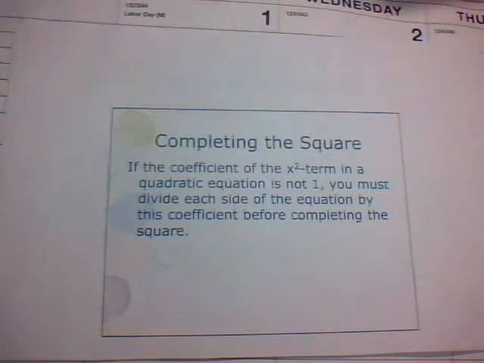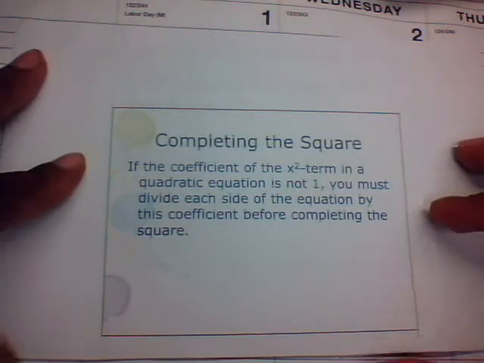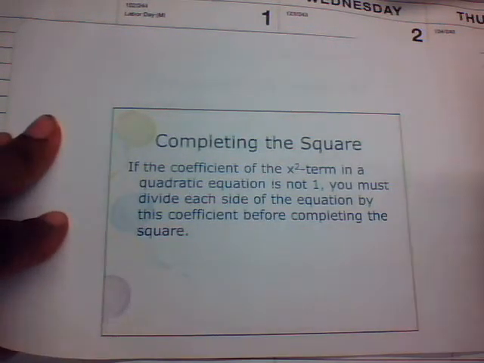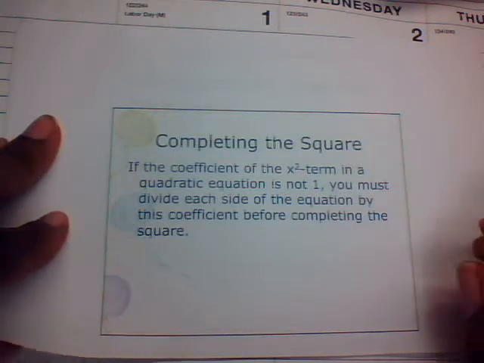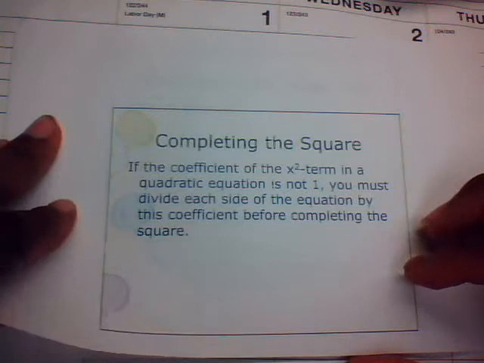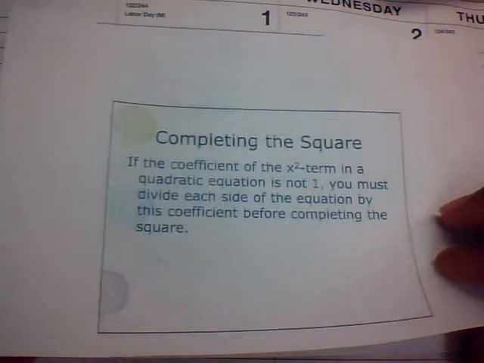Now suppose the coefficient of your x squared term is not 1. If it's not a 1 for your x squared term, then that means you're going to have to divide each side of the equation by this coefficient before you complete the square. And I do think I have an example of something just like that.